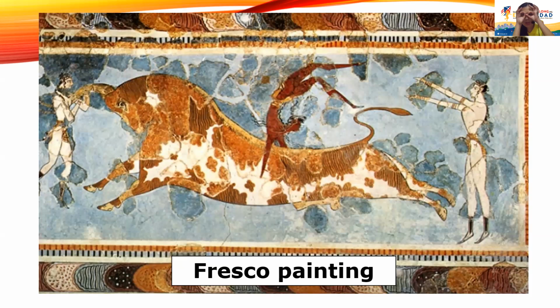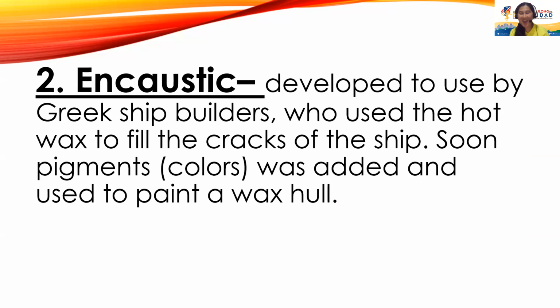So, what can you see in the picture? Yes, that's right. Very good. You can see 1, 2, 3 humans. And the first one is riding a bull. As I have said a while ago, whatever they saw or experienced, that is what they painted. And fresco painting is painted on the walls. It is like watercolor, water-based pigments. Okay? Next is encaustic.